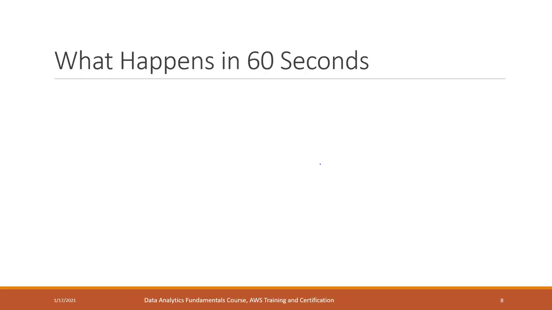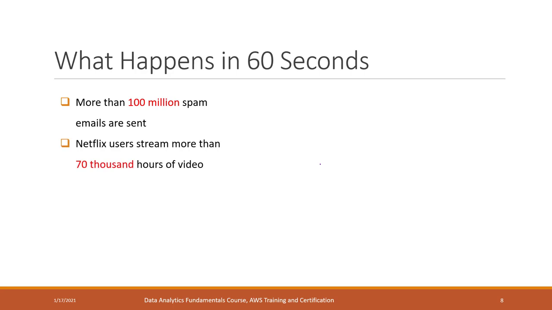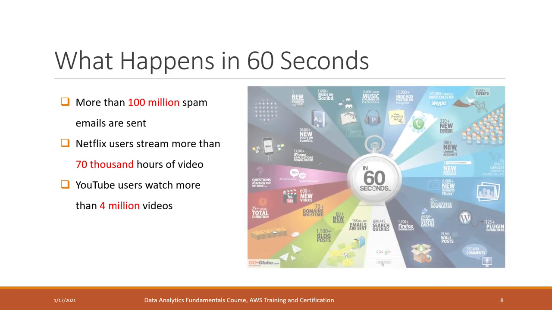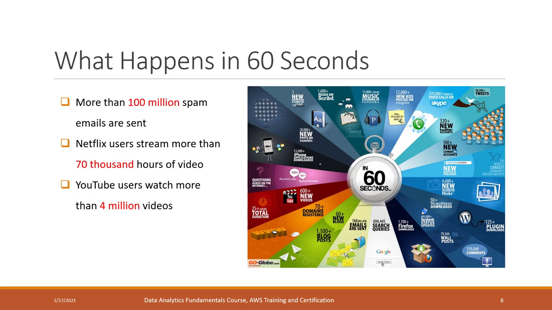So what happens in 30 seconds? This is from my big data lecture. In 30 seconds, there are more than 1 million spam emails being sent, 70,000 hours of videos watched on Netflix, and 4 million videos watched by YouTube users. There is also a lot of other data being generated by human beings. So there are tons of data that are already there.